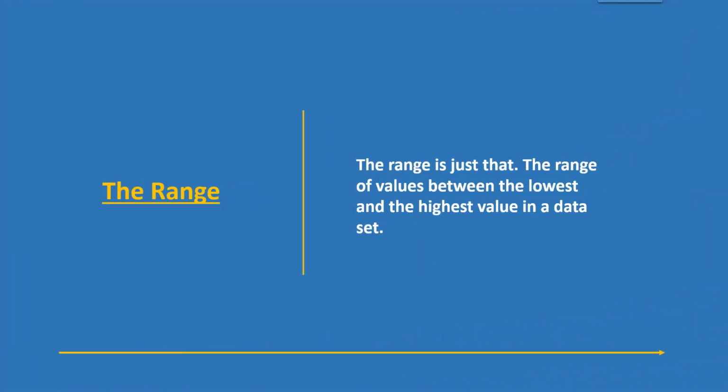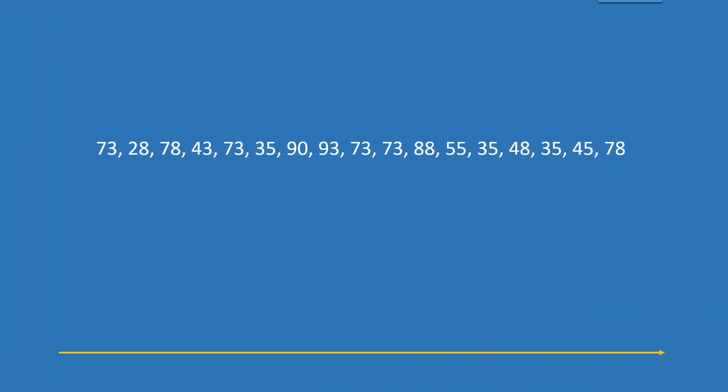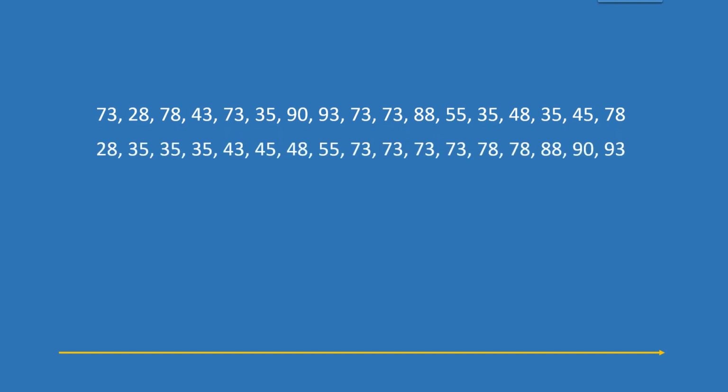The range is the most basic measure of variability. It's simply the result of subtracting the lowest score from the highest score. Here's the final exam data we've been looking at. It's probably easiest to sort the data first, though strictly speaking that's not necessary. If I sort it, however, it's easiest to see the lowest and highest scores. A simple subtraction gives us the range. In this case, 93 minus 28 equals 65, so the range would be 65.